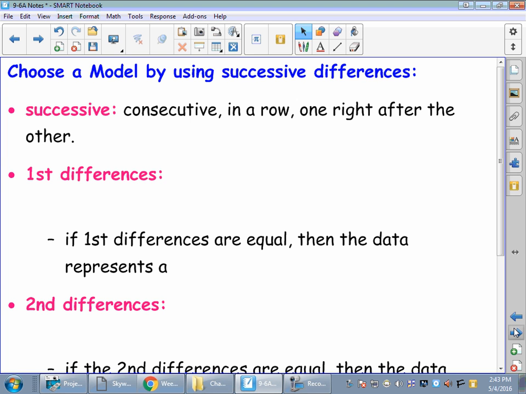So I've got to go over some terms here, and you might want to spend some time on this slide. Successive is kind of a weird word, but successive means consecutive, or in a row, one right after the other. And so we're going to choose a model by using successive differences. We're going to look at these ordered pairs, as long as it's given in a row, as long as the change in x and the change in y are consistent.